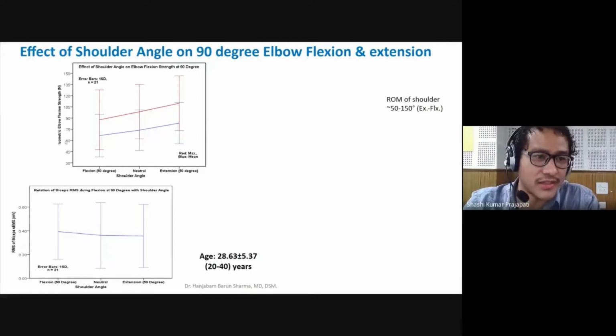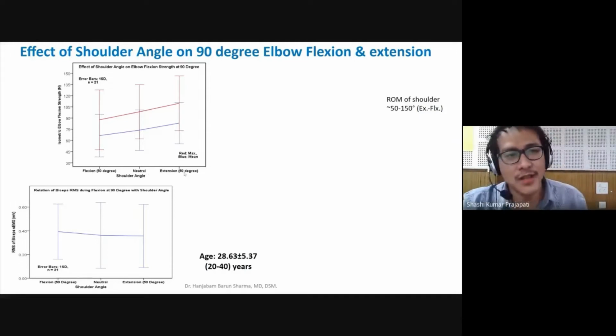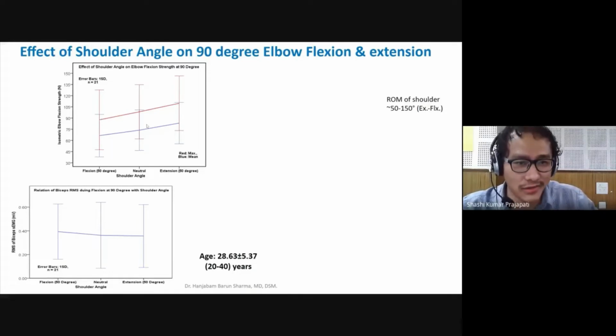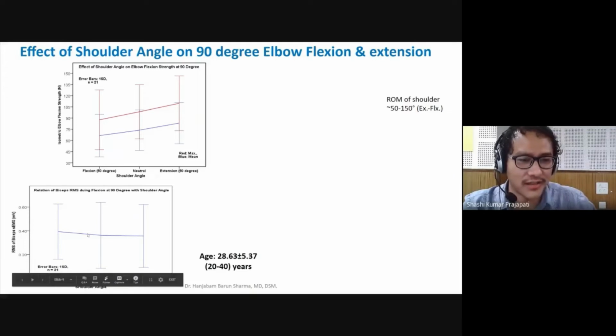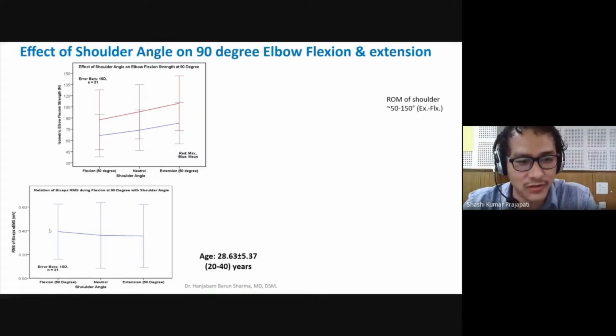In this graph, you can see the isometric elbow flexion strength curve at different shoulder angles, like flexion, neutral, and extension. So here you can see that the inverted U shape is not there. It is in fact increasing, and we are able to record a maximum elbow flexion isometric strength at 90 degree when the elbow is at the extended position. And this is the RMS of the bicep here, and there are no changes there. I have not applied a statistical test here, but by visual method, we can see that not much change is there in the RMS.